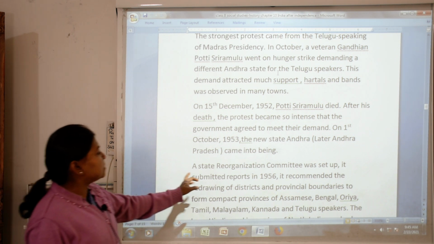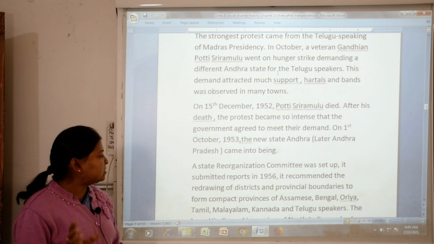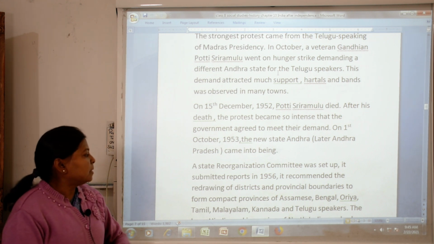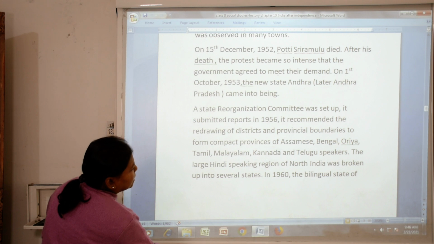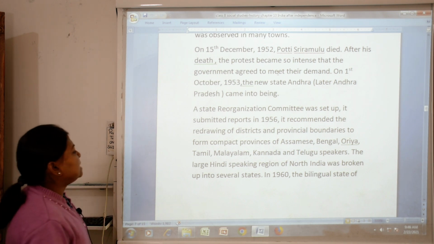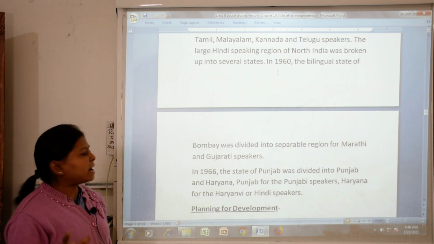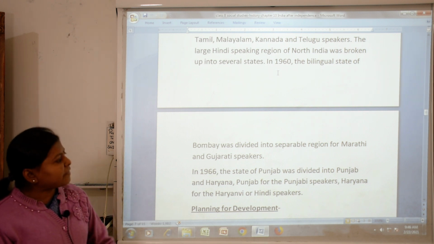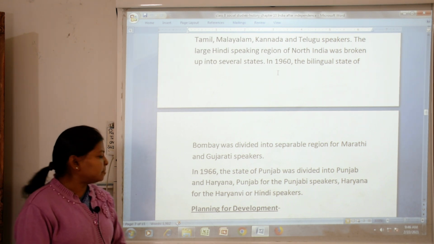After that, the States Reorganisation Commission was set up and it submitted its report in 1956. It recommended the redrawing of district and provincial boundaries for compact provinces of Assamese, Bengali, Odia, Tamil, Malayalam, Kannada and Telugu speakers. The large Hindi-speaking region of North India was broken into several states during that time. In 1960, the bilingual state of Bombay was divided into separate regions for Marathi and Gujarati speakers. In 1966, the state of Punjab was divided into Punjab and Haryana: Punjab for the Punjabi speakers, Haryana for the Haryanvi or Hindi speakers.